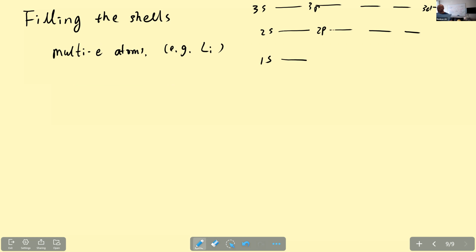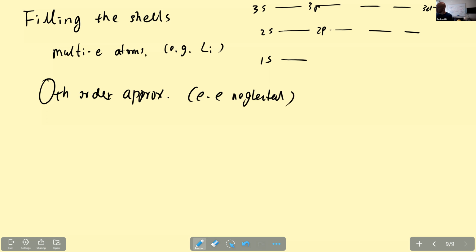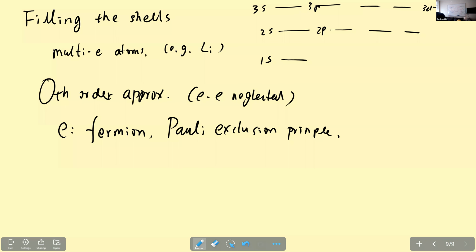And how would the electrons be filled if you put more and more electrons? So let me take the zeroth order approximation, and this kind of interaction is neglected. And also we know that electrons are so-called fermions, and they have to satisfy this Pauli exclusion principle. That means you cannot have two electrons in the same state.